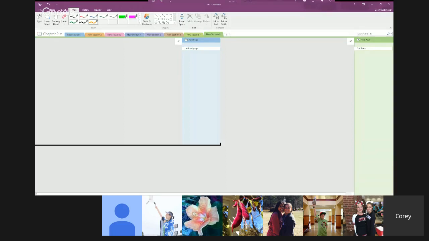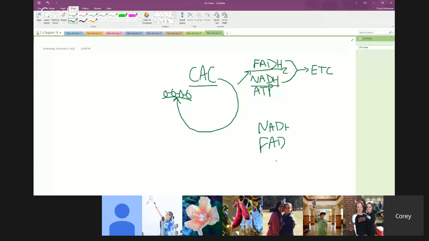Someone's asking, Chapter 8, what information from Chapter 8 is going to be on the exam. Most of the information from Chapter 8 is going to cover allosteric regulation, feedback.